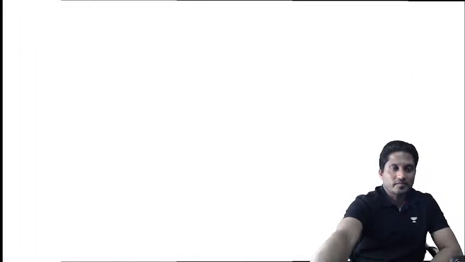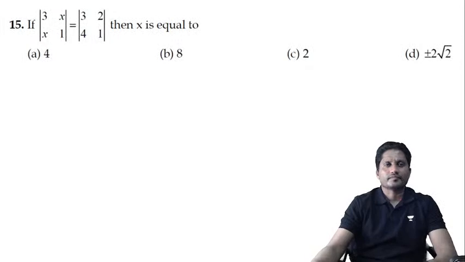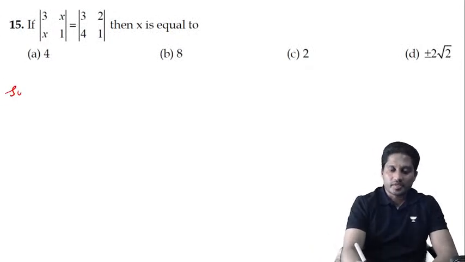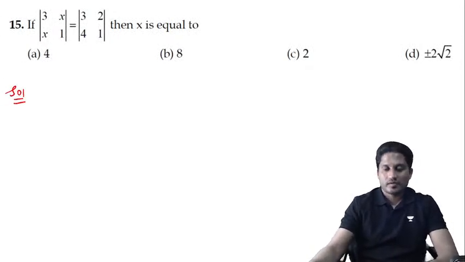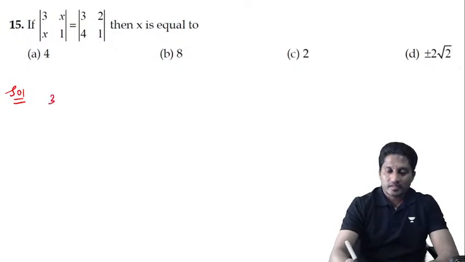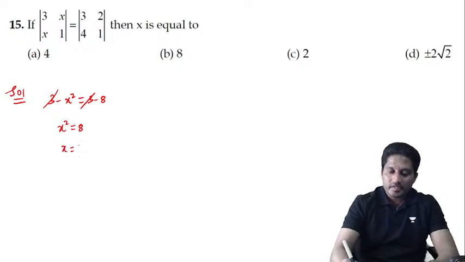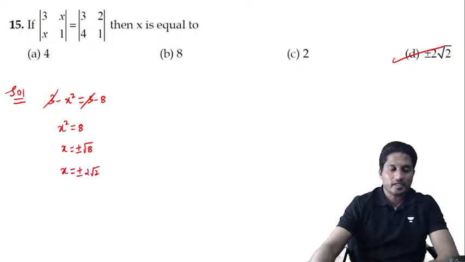Right, let's move to the next question. Question number 15. So this is a very simple question. 3 into 1 is 3, x into x square. If I expand the determinant, this is 3 minus 8. It will cancel minus as well. x square is equal to 8 means x is equal to plus minus root 8, which can be written as 2 root 2. That is last option D.